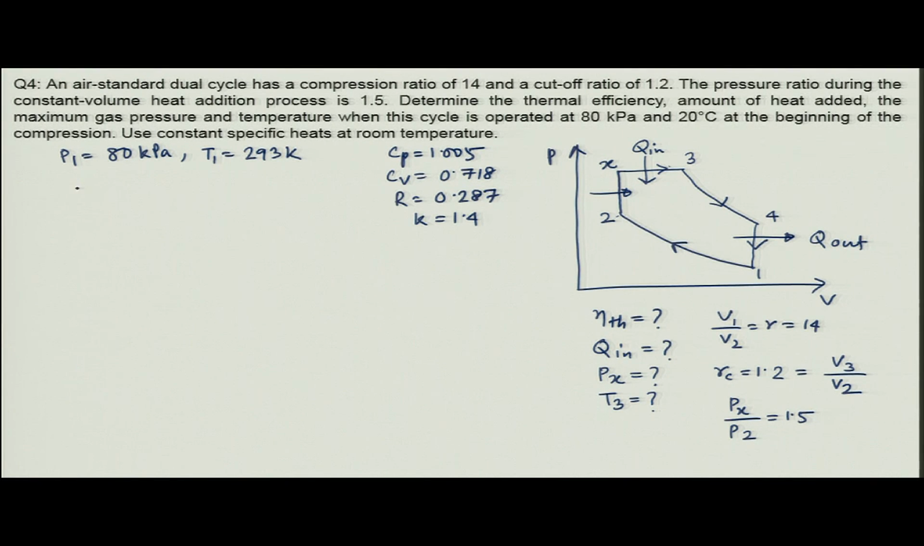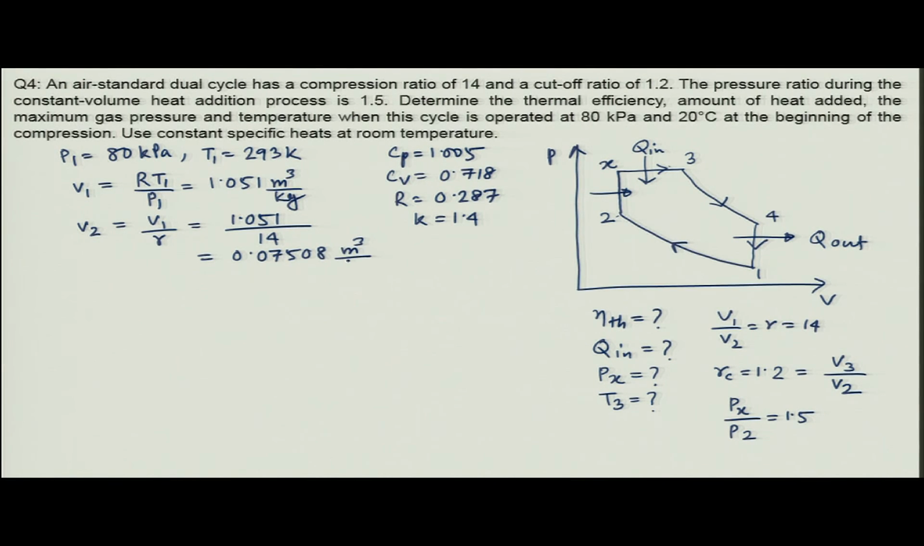So, what I can do, I can find the specific volume at the beginning of the compression stroke. This is RT1 upon P1, and if you substitute the numbers, you will get 1.051 meter cube per kg. Okay. Now, what is the specific volume at the end of the compression stroke? That should be V1 upon r, right. So, 1.051 and compression ratio is 14. So, you will find V2 as 0.07508 meter cube per kg.